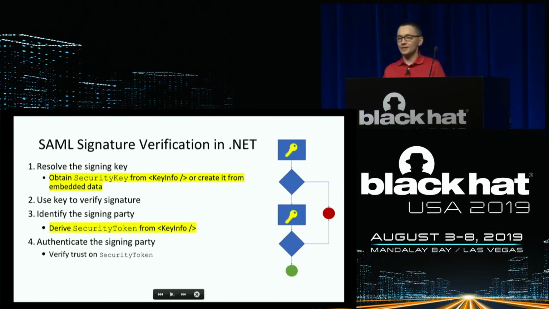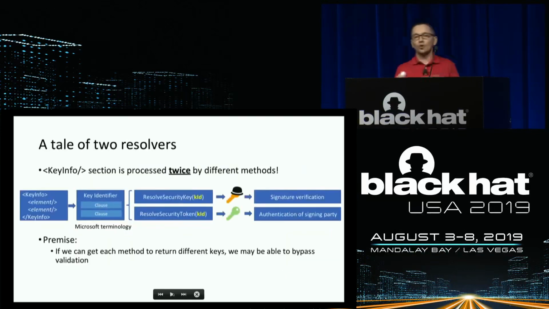Here we highlighted the key steps for our attack. We are taking the KeyInfo element twice on different steps. Also, we need different types of results on these steps: security key and security token. So we will call two different methods: ResolveSecurityKey and ResolveSecurityToken.